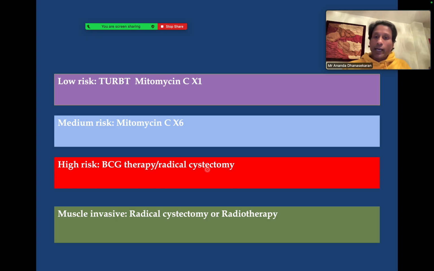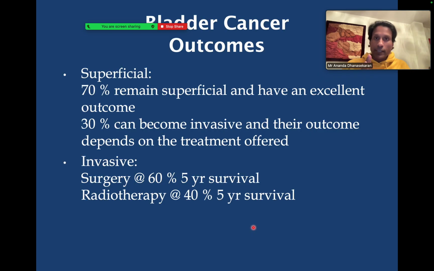And if the patient has a definite muscle invasion, as I said, we have two options: radical cystectomy, or we can preserve the bladder by using some radiotherapy. So for any cancer, not just in urology, we risk stratify, and based upon the stratification of the risk, we need to tailor the treatment. And what will be the bladder cancer outcomes?